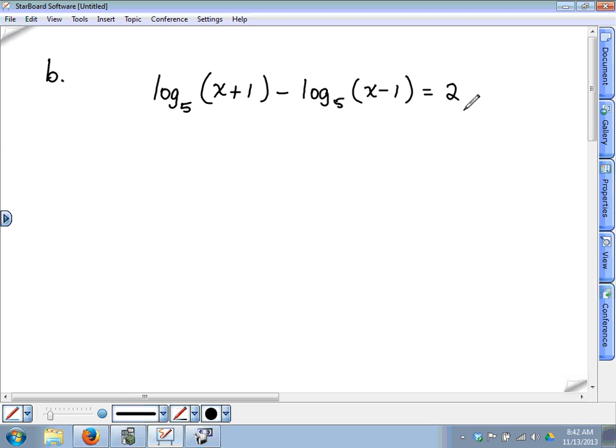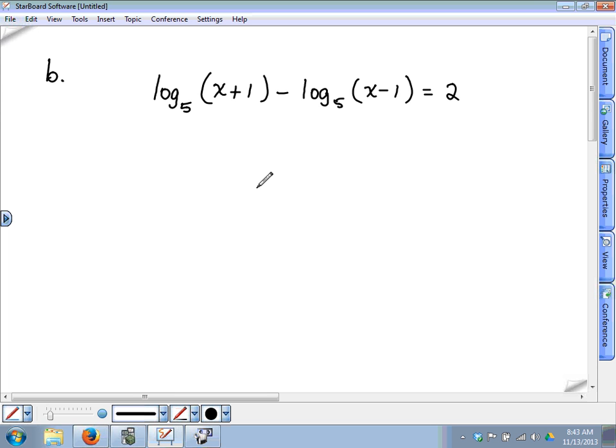Got a question for you. If I got an answer of -2, would that work? No. If I got an answer of -5, would that work? No. If I got an answer of 1, would that work? It works here, but it doesn't work here. So just some things to keep in mind.